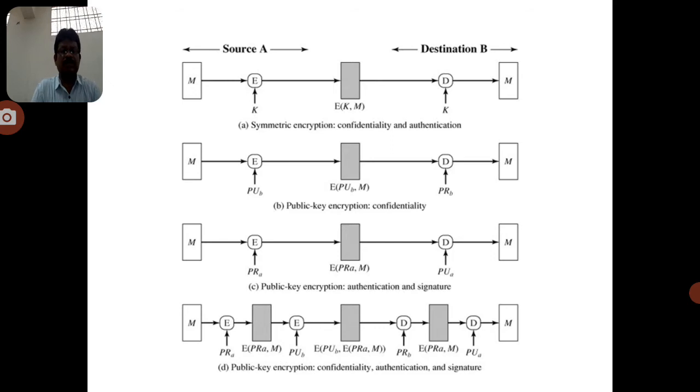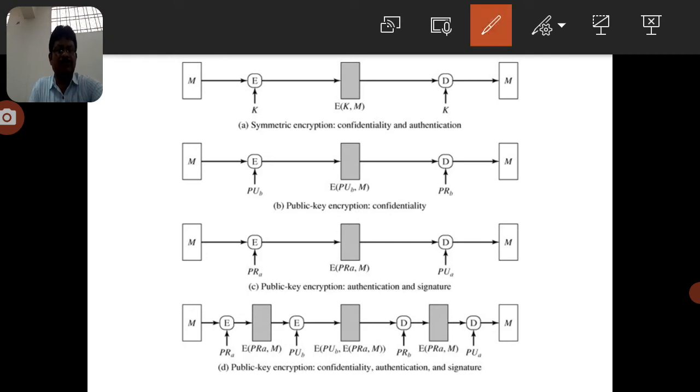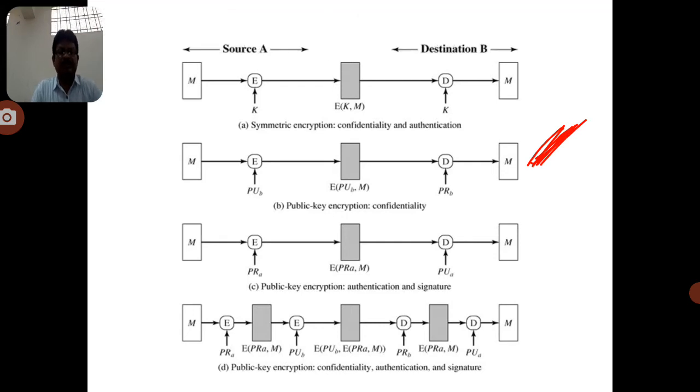Now you can observe the second diagram. That is public key encryption to provide confidentiality. It provides confidentiality when the sender uses the recipient's public key in the encryption. That's why here you use PU_b. PU_b denotes the public key of user B. So user B's public key is used to encrypt the message M, and that ciphertext serves as its authenticator.